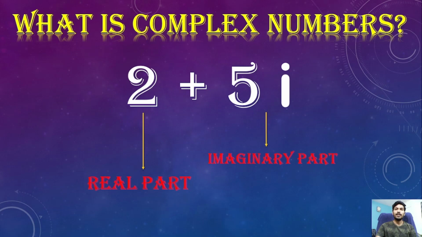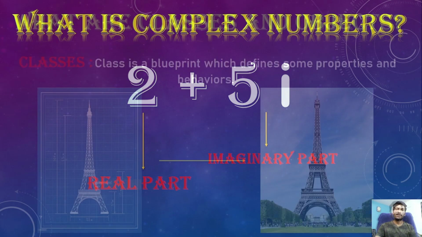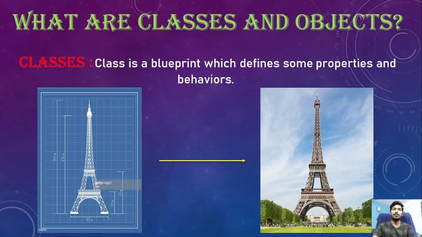The numbers which are in the form of a plus ib, where a is the real part and ib is the imaginary part. For example, consider 2 plus 5i, where 2 is the real part and 5i is the imaginary part. In complex numbers, we can perform addition, subtraction, multiplication and division. What are classes and objects?